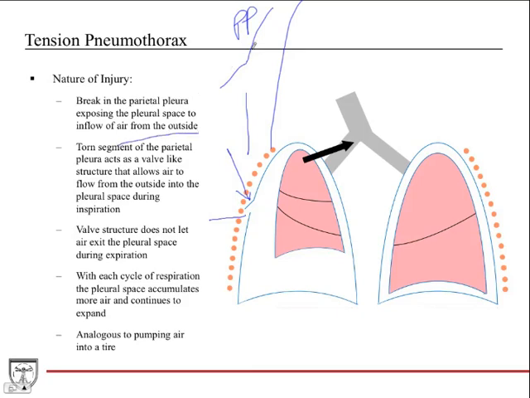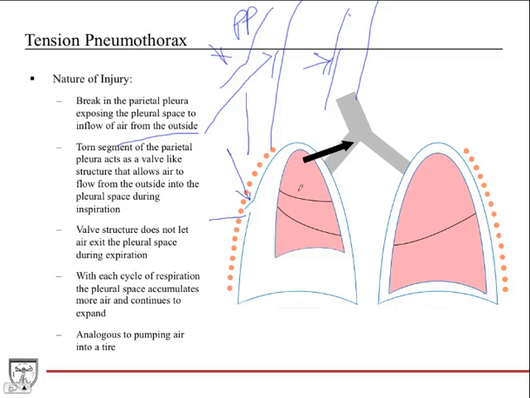And so this torn segment here acts like a valve. It opens and closes. What happens is that it allows air to come in during inspiration, but then the valve closes during expiration. So with each breath, you're essentially pumping more air into the pleural space here. Since it doesn't let any air out during expiration, as you breathe and breathe and breathe, each breath you take, you're accumulating more air.